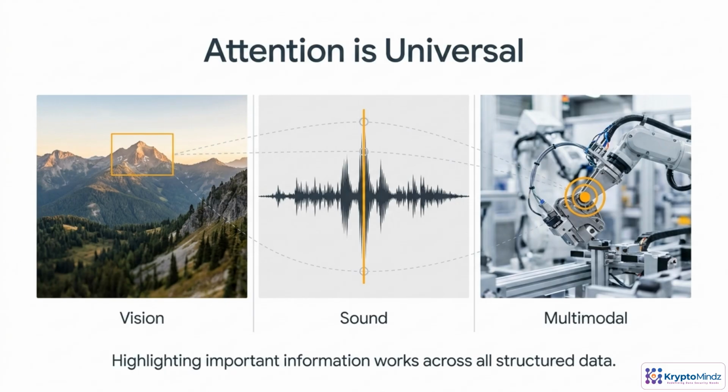By this point, attention had outgrown language and RNNs. It's really a general recipe. Compare pieces of input, score how relevant they are, then blend them, giving more weight to what matters most. The same logic works for image patches, audio frames, sensor readings, even combinations of text and visuals. Different data, same focusing mechanism.